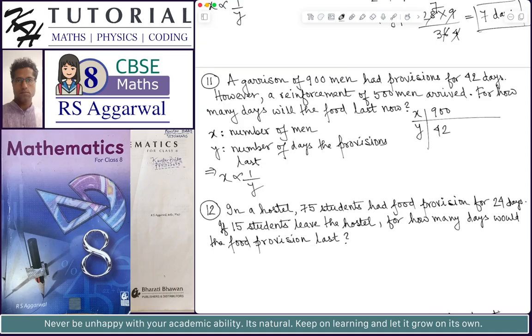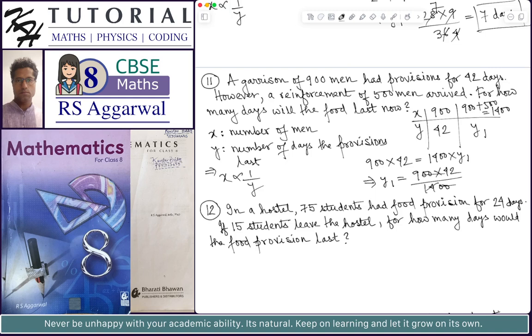Okay. Now 500 men have arrived, so the number of men becomes 900 plus 500, which is 1400. Now let's assume that the food will last for y1 days. So we must have 900 multiplied by 42 equal to 1400 multiplied by y1. So this implies y1 is equal to 900 multiplied by 42 divided by 1400.